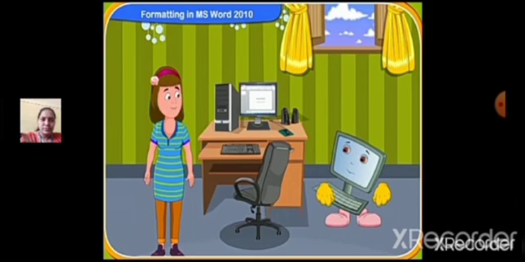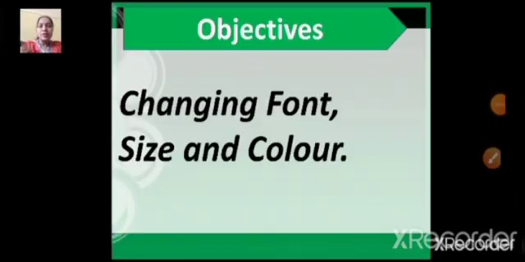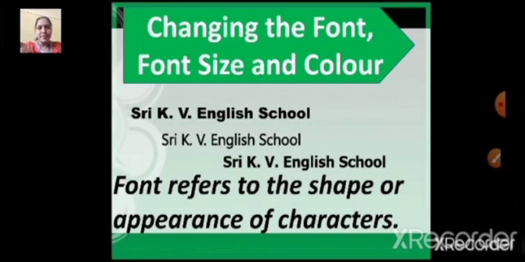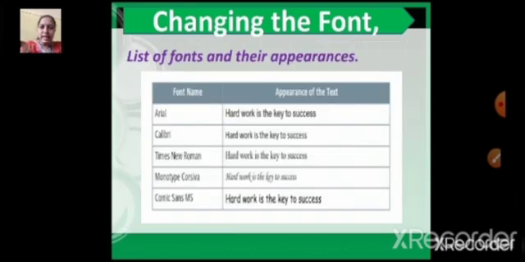That's really nice, Clicker. Children, let's recap what we learned today. We learned about changing the font, size and color. So font refers to the shape or appearance of characters. The characters which we are going to type, the shape of that and how it will look, that is called font. There are different types of fonts available. So we can select that in MS Word.